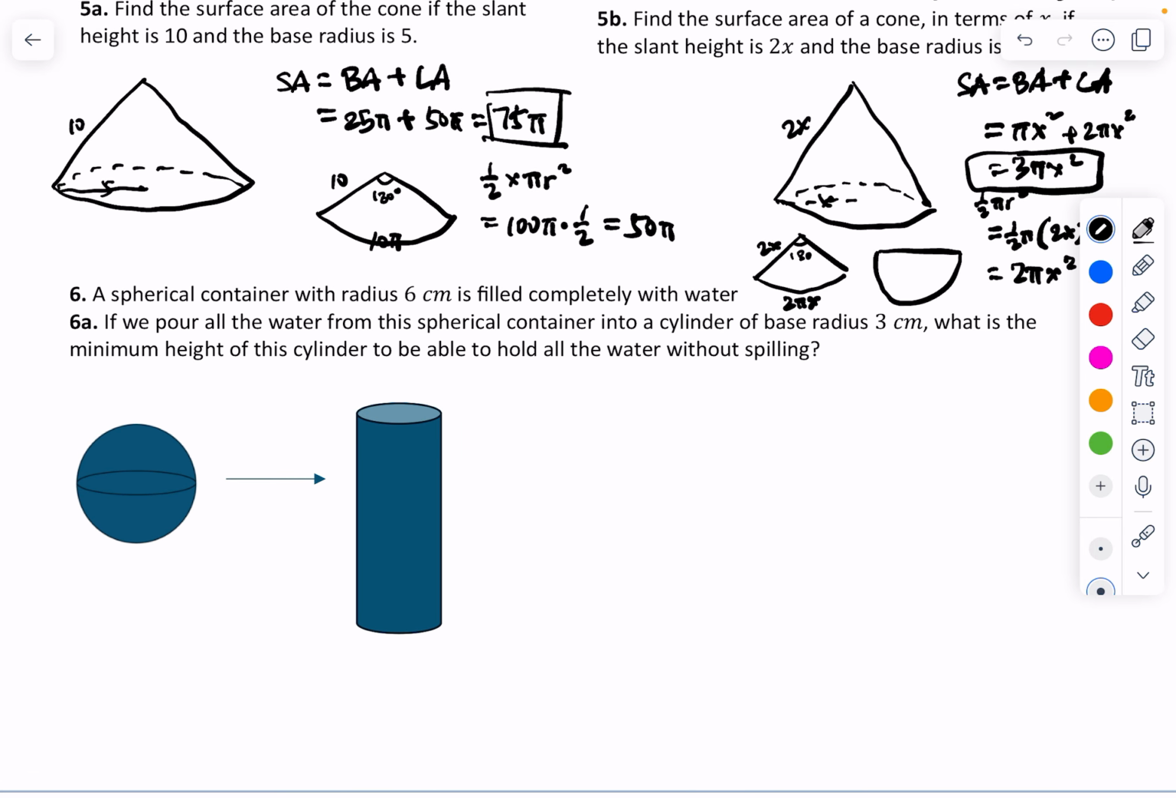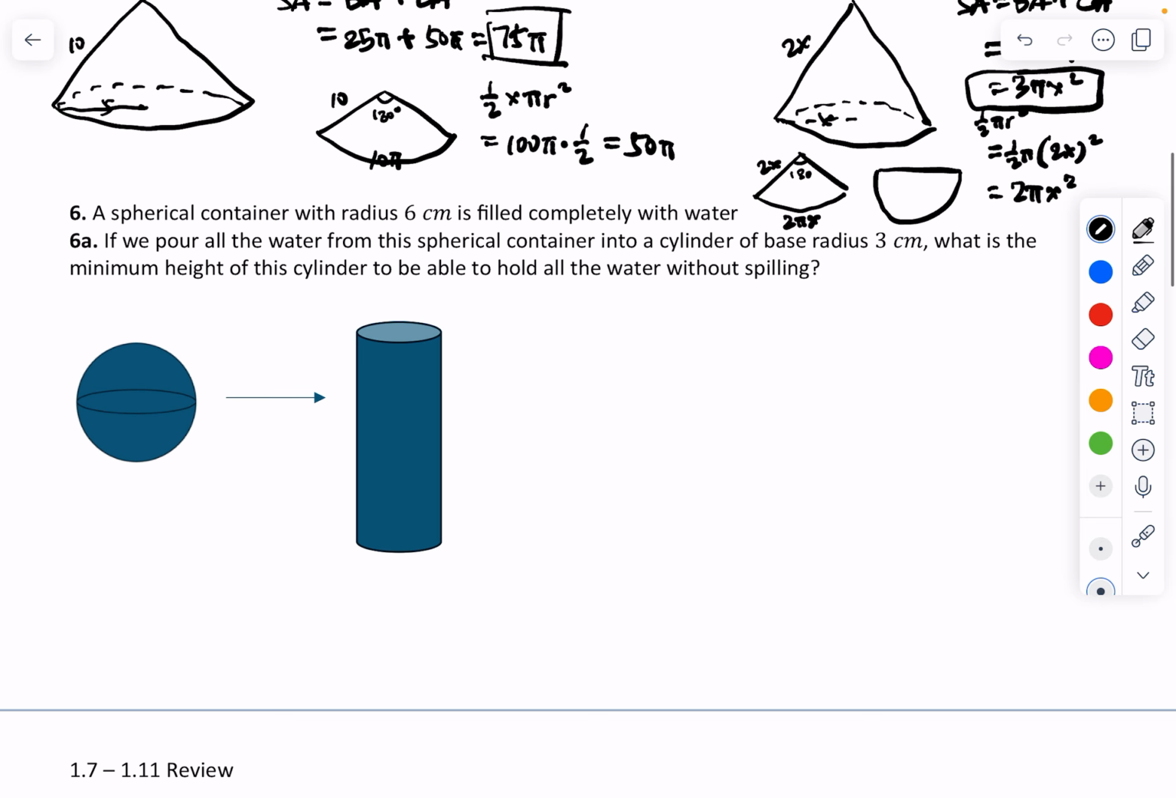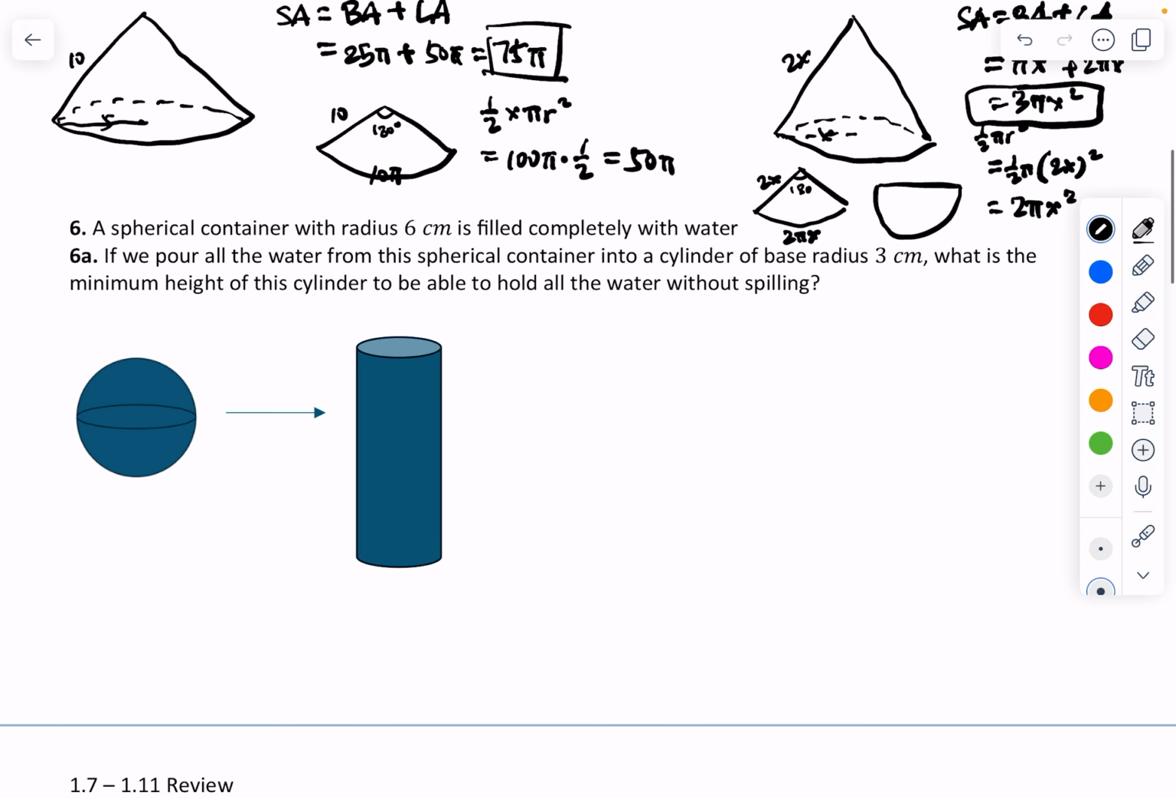All right, question 6. So in here, a spherical container with radius 6 centimeters is filled completely with water. And if we pour all the water from this spherical container into a cylinder with base radius 3 centimeters, what is the minimum height of the cylinder to be able to hold all the water without spilling?